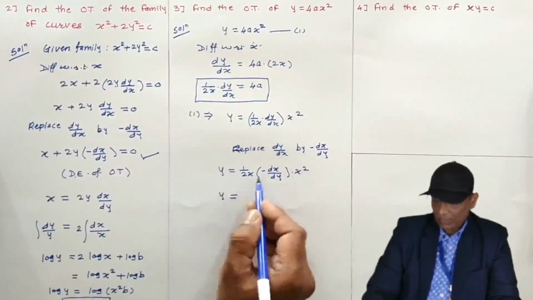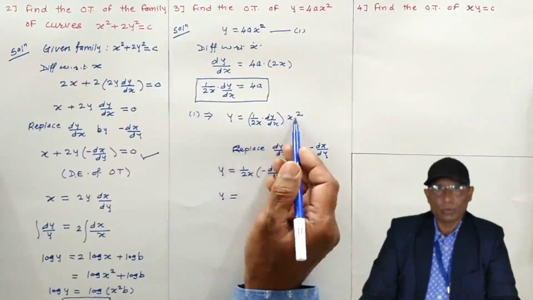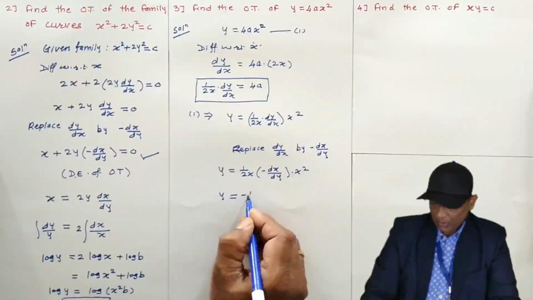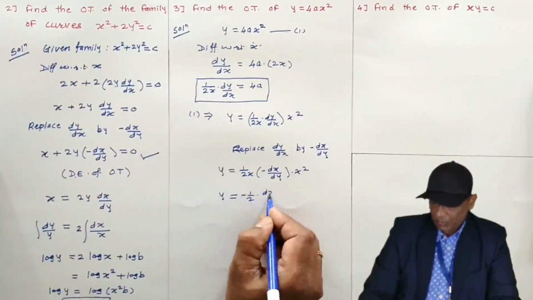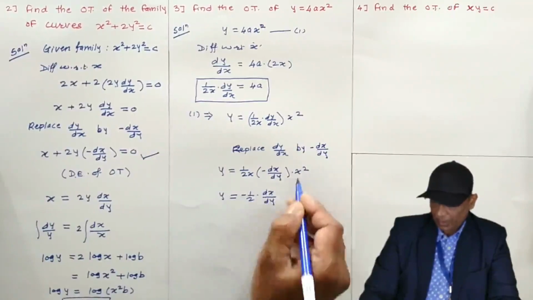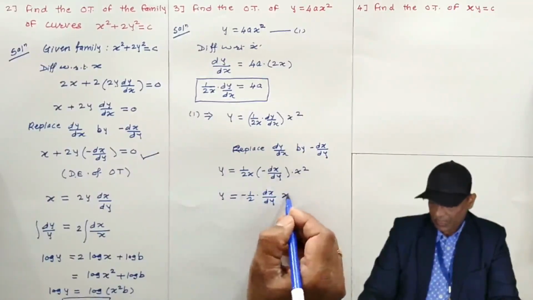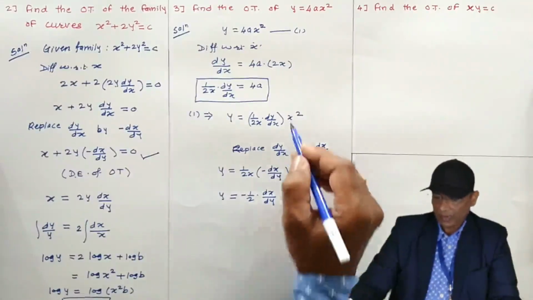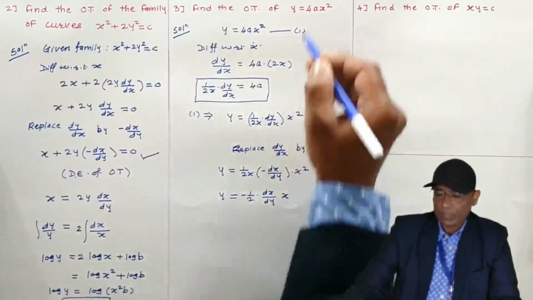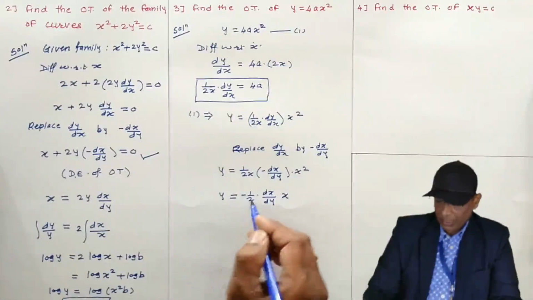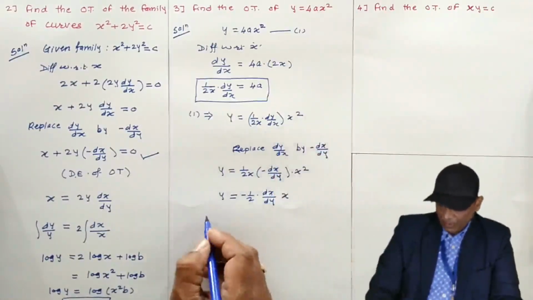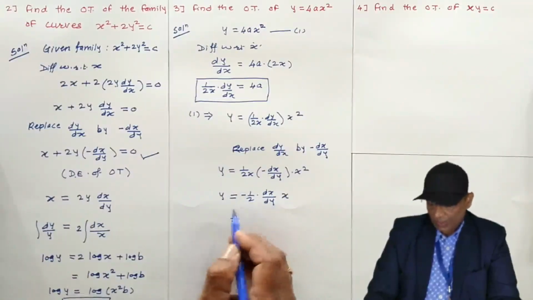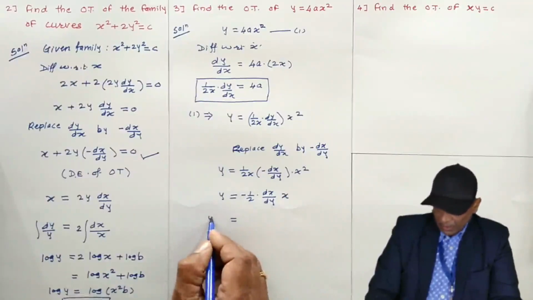But this x you can remove in this step. Minus 1 by 2 dx by dy, and x square by x is x. So this is the differential equation of the orthogonal trajectory, and this is the differential equation of the given family of curves. See the difference between these two. Now, separate variables. If separation of variables is possible, try to separate variables.